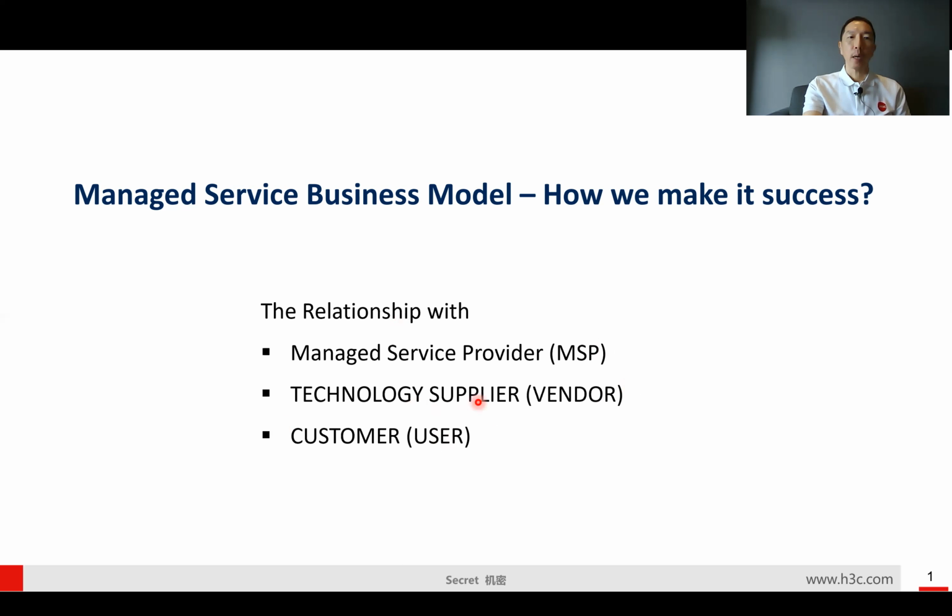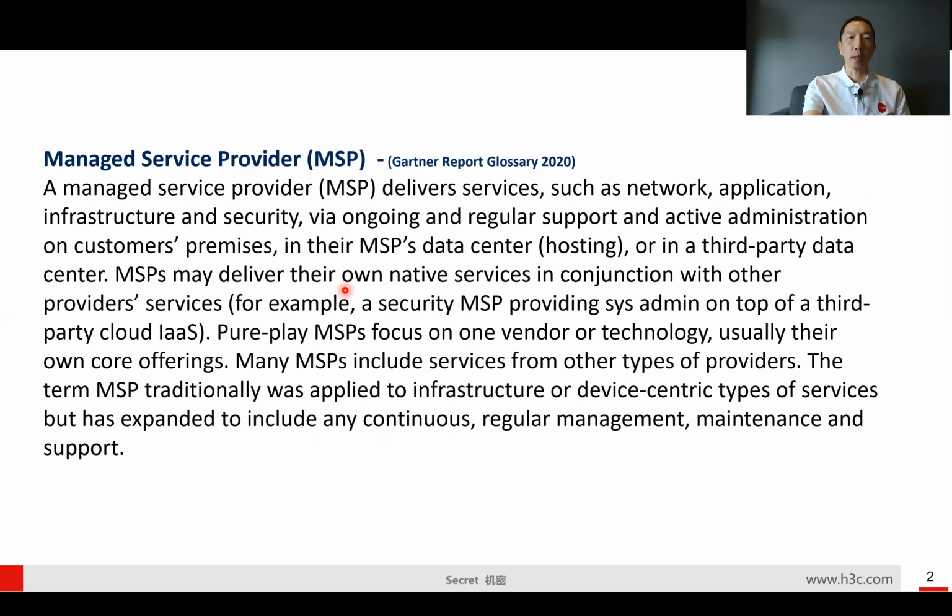So to start with, a technology supplier as a vendor, or a user, is very easy to understand. For MSP, here I copy an explanation from a Gartner report glossary regarding a managed service provider. Actually, an MSP is a provider trying to deliver services such as network, application, infra, security, anything, right? Via their own administration, either on-prem or off-prem in the MSP data center.